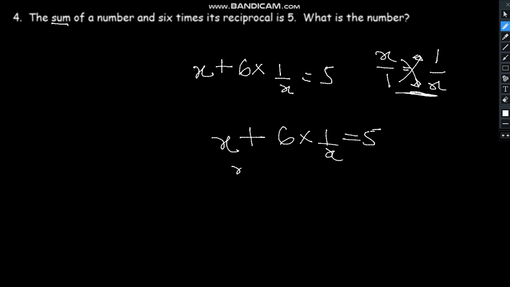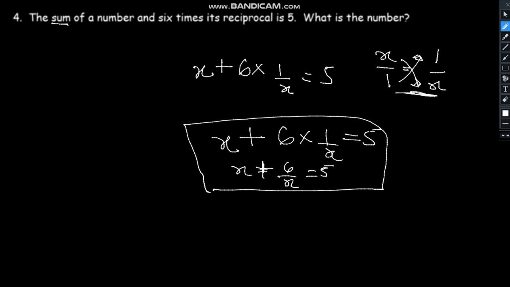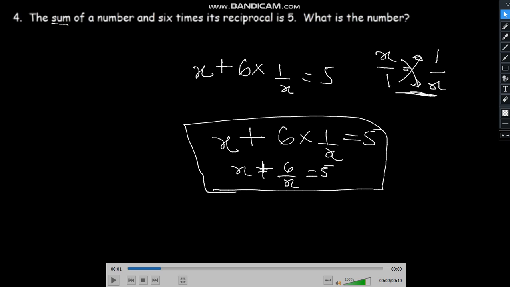So I get x plus 6 over x equals 5. I can multiply through by x, so it becomes a quadratic equation, so I don't want to waste much time on it. Let's move on to the next question.